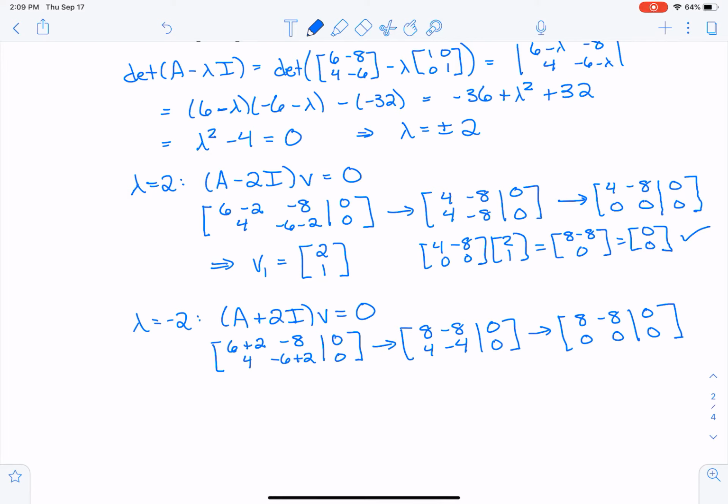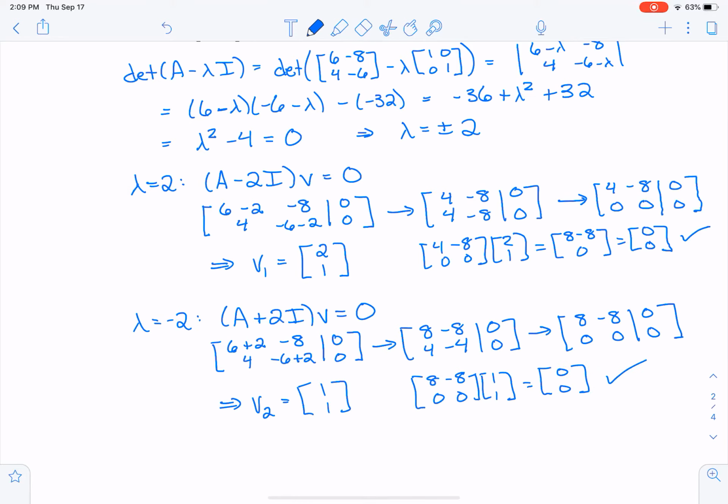And then this is sufficient information for me to come up with an eigenvector. Our second eigenvector could be the eigenvector, say, 1, 1. Here I'm using the fact that if I take my matrix 8, negative 8, 0, 0, and I multiply by the vector 1, 1, I will get 0, 0. So again, there are lots of choices for eigenvectors. I can choose any constant multiple of the vector 1, 1 as my eigenvector, but the eigenvector 1, 1 is simple enough, and so I'm going to use that one.